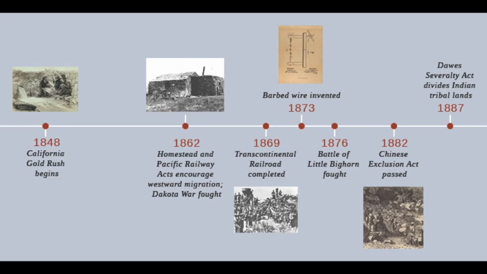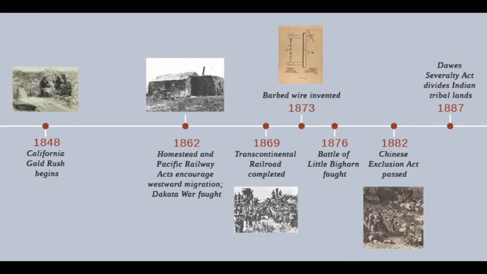In 1873, barbed wire was invented, which will change how cattle ranching happens. And then we have some Indian wars, like the Battle of Little Bighorn, which you might remember. And then the Chinese Exclusion Act and the Dawes Act. And we'll talk a little bit more about that later on. First, let's talk about African Americans moving westward.